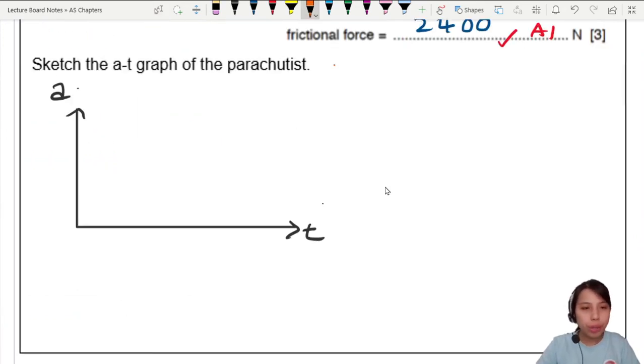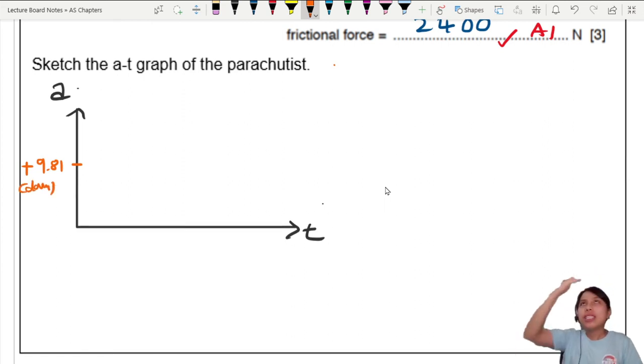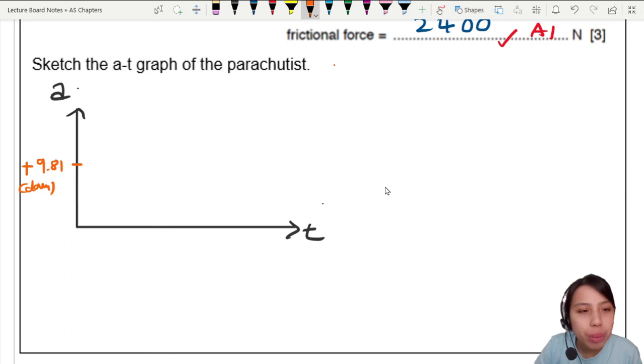Wow, this one's a bit hard to draw. Okay, let's try our best. So we start off at 9.81, positive, downwards. Then it's constant for a short moment in time. So for this particular graph, I could draw it horizontal a bit first. Oh man, it's already not horizontal. And then only it starts to decrease. So it decreases until 0.